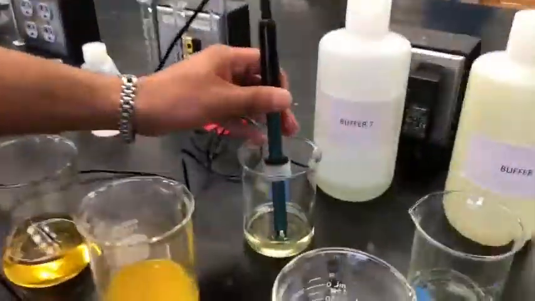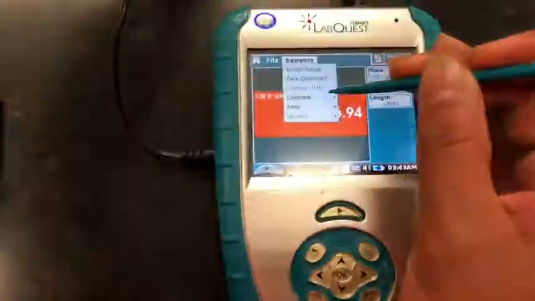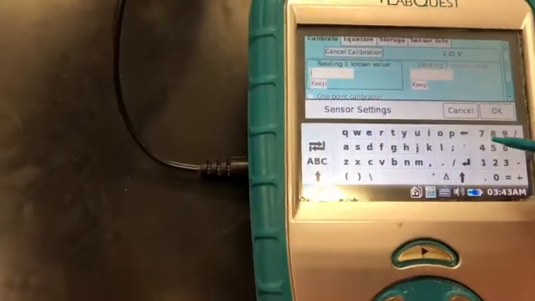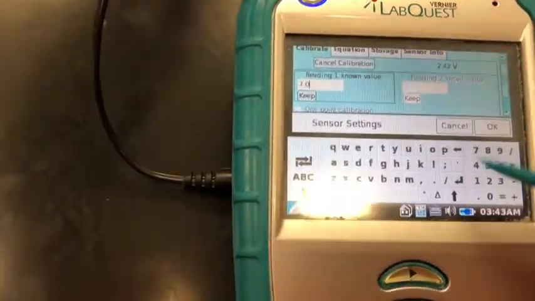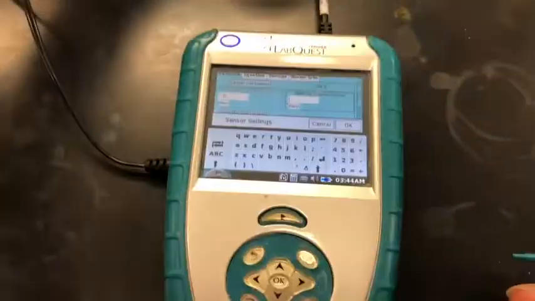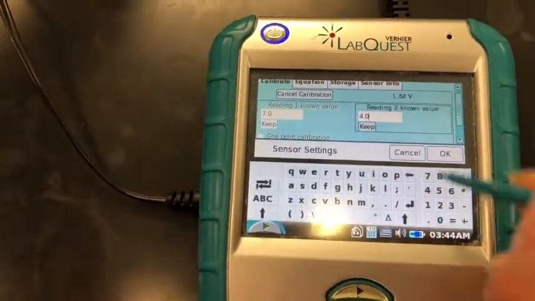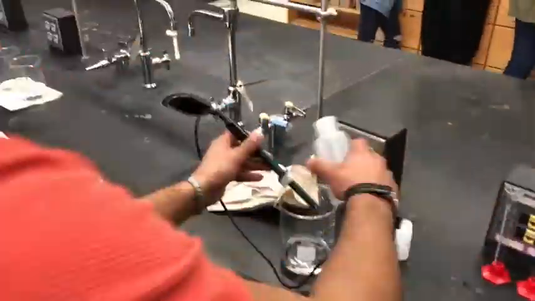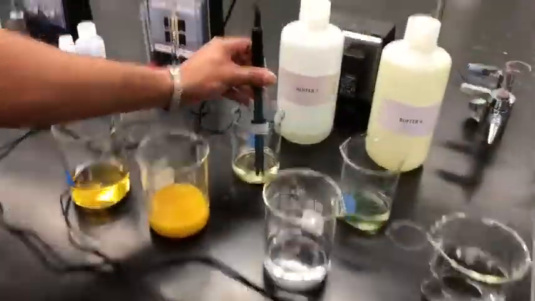Rinse off the probe with distilled water, put it in the buffer 7 solution, sensors, calibrate now, pH, put in 7.00 and keep. Put it into the buffer 4 solution, 4.00 and keep. And go ahead and make sure it's calibrated correctly.